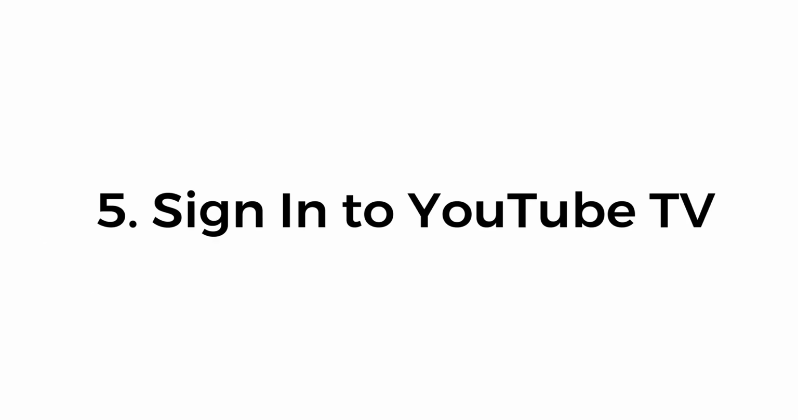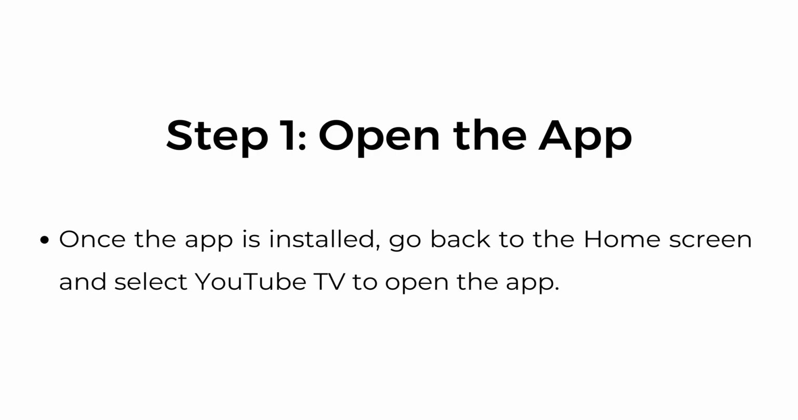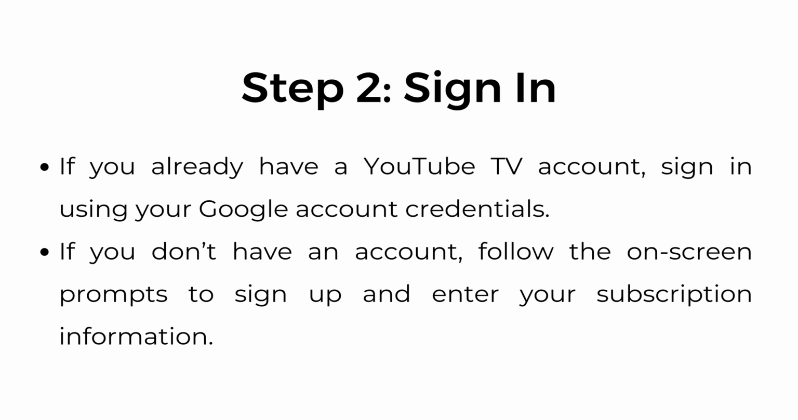Number five, sign into YouTube TV. Step number one, open the app. Once the app is installed, go back to the home screen and select YouTube TV to open the app. Step number two, sign in. If you already have a YouTube TV account, sign in using your Google account credentials. If you don't have an account, follow the on-screen prompts to sign up and enter your subscription information.